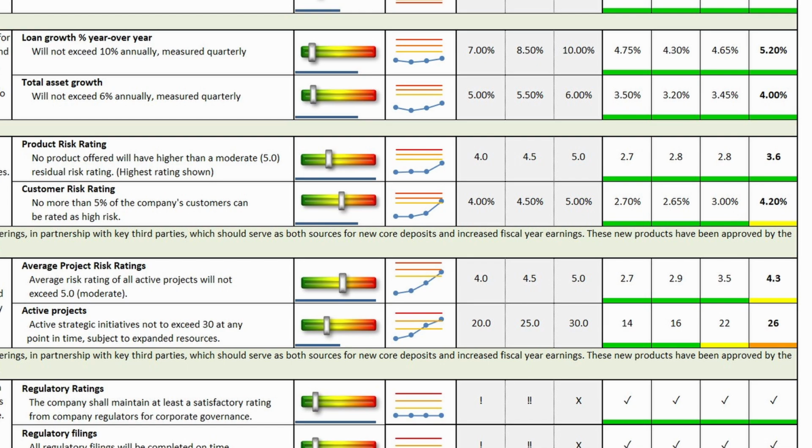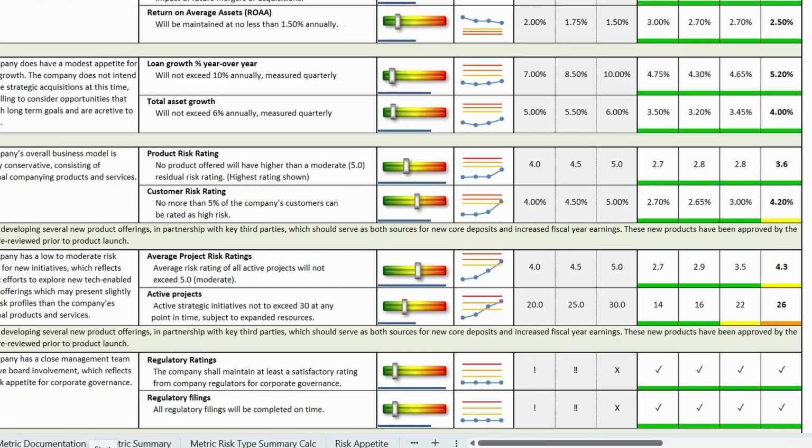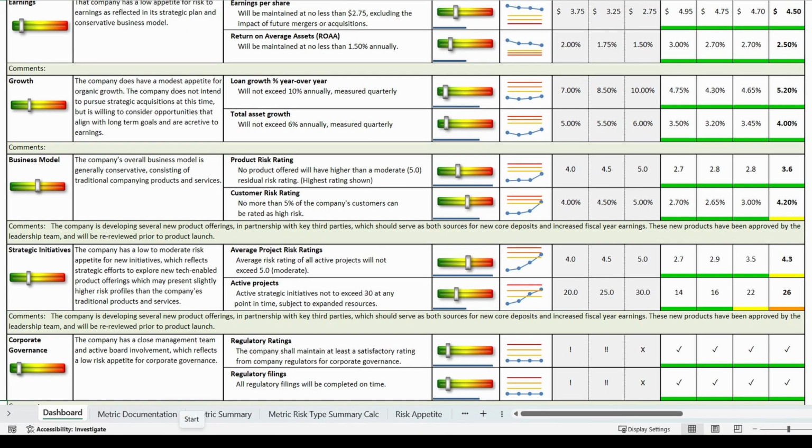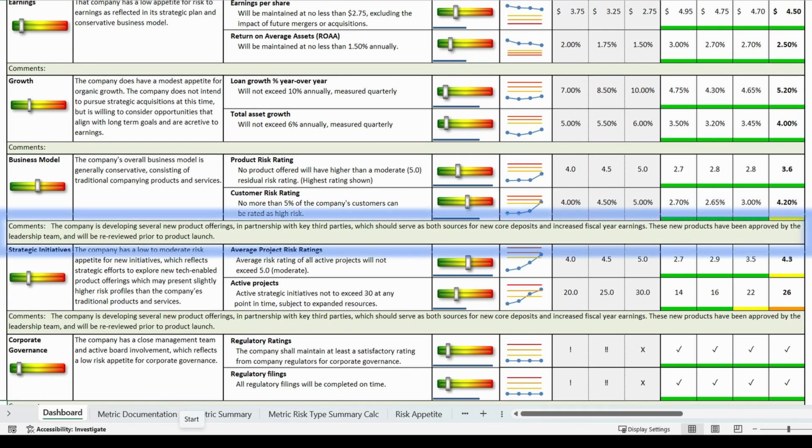And the last of the component elements that I didn't mention earlier was, if we look below each of these sections of metrics, there's a section here for comments.